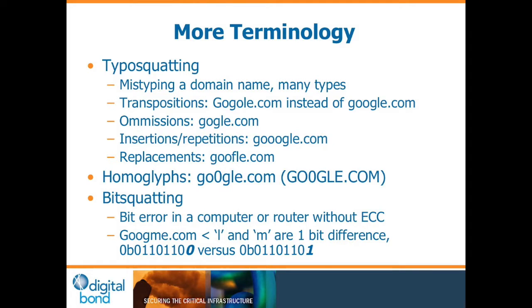There are some other types of squatting as well. One of the more common ones for phishing attacks are homoglyphs, where you would take, for example, the letter O and replace it with a 0. Then if you send some kind of phishing email, you make the URL all capital letters, so it's a bit harder to tell that the link might be malicious.